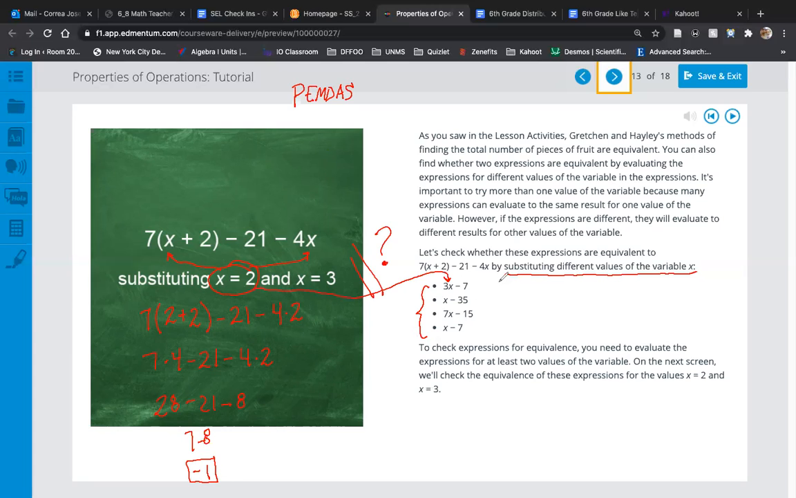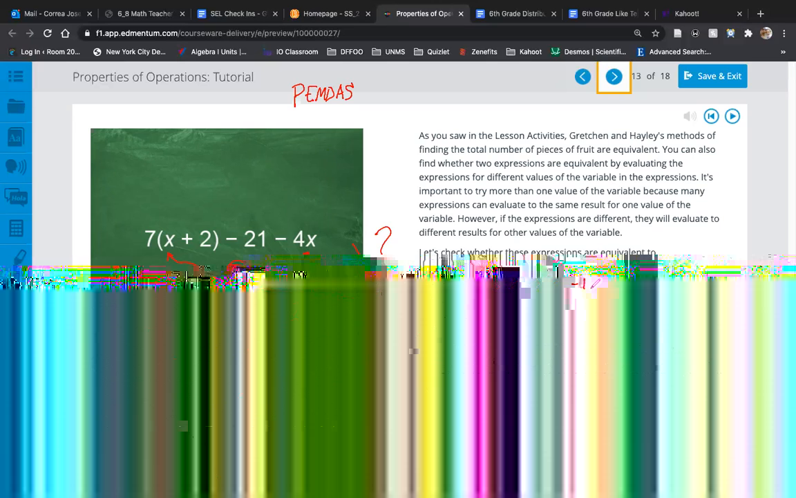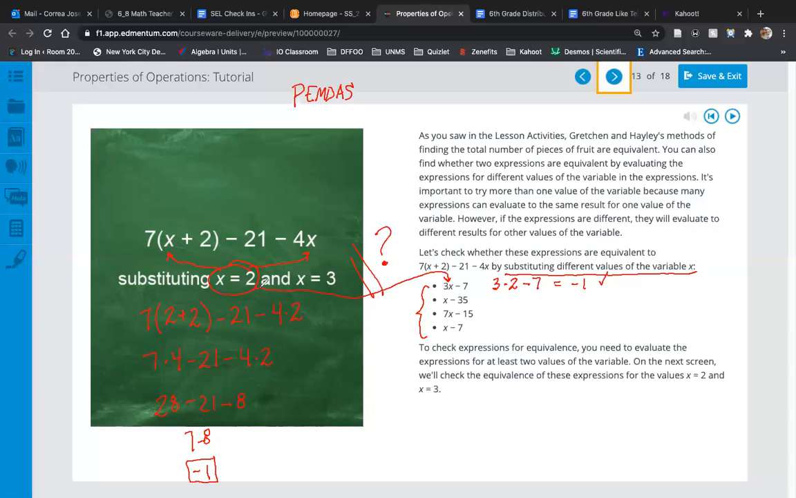So let's do it over here. I'd say, okay, so 3 times 2 minus 7, that's 6 minus 7, that does give me -1. Okay, so that's the same value. What about this one over here? If again, I replace this x value of 2, and for this x, I have 2 minus 35, right? That's definitely not equal to -1.